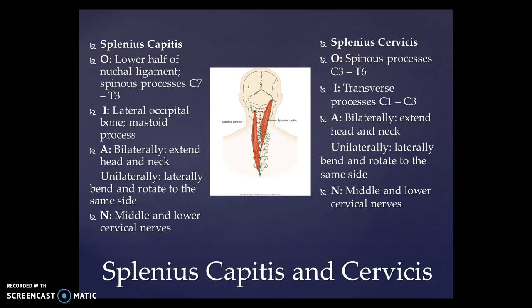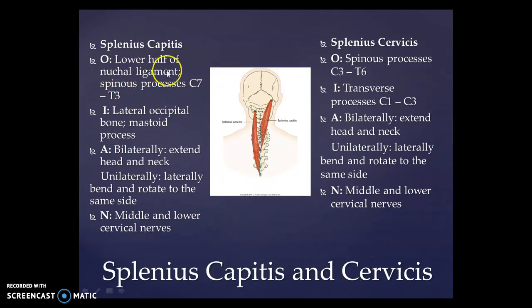Here's your splenius capitis and cervicis. You can see that your cervicis is mostly on the cervical spine into the thoracic, and then your capitis does have that attachment point on the occiput, so it's going to have a direct effect on the head itself.